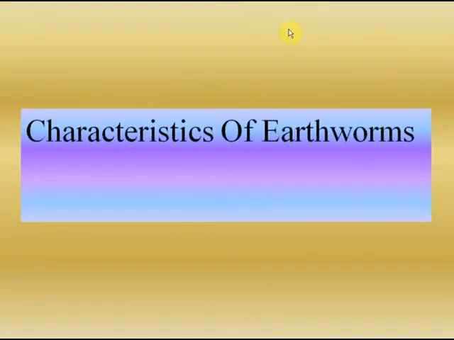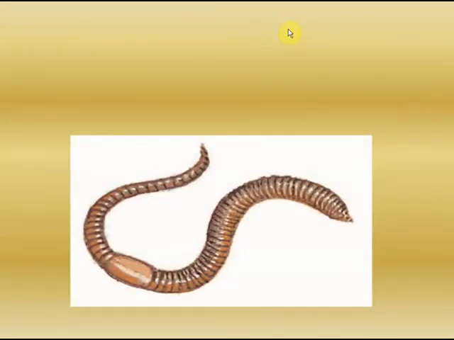Now, characteristics of earthworms. You can see here the picture of a mature earthworm, or you can say an adult earthworm. You can see the body is elongated, narrow, cylindrical and bilaterally symmetrical. What is the meaning of bilaterally symmetrical? Bilaterally symmetrical is having identical parts on each side of an axis. This is bilateral symmetry. You can see here the pointed tapering anterior and more or less blunt posterior end.